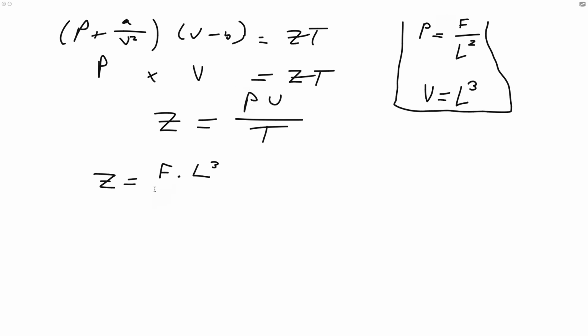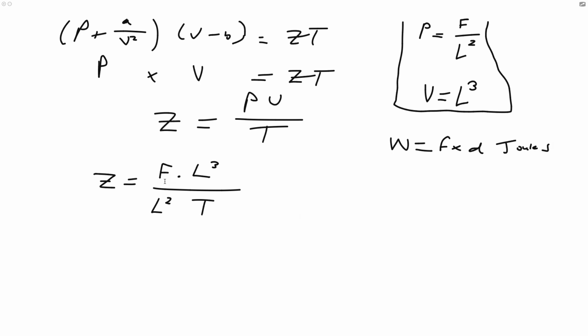So let's do it this way. Force over L squared, times our volume, which is going to be L cubed, over our temperature T. And if we recall, work, remember what we said in the intro, equals force times distance of displacement of our object. And we know that it's measured in joules, so it's going to be joules.